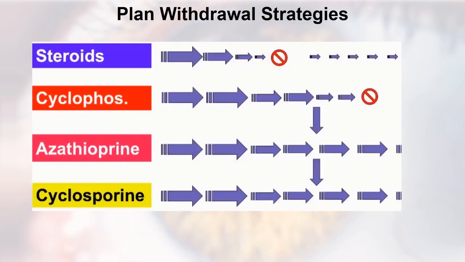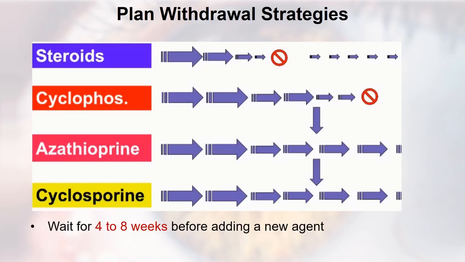So steroids would be tapered over a period of time. Cyclophosphamide, you will stop flush at 1 year. And azathioprine again is tapered, and cyclosporin can also be tapered. And wait for 4 to 8 weeks before adding a new agent, and control for 6 months before tapering. And once you have a control for 6 months, then only think of tapering.